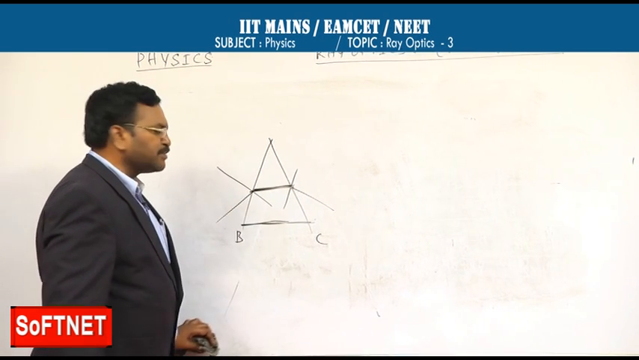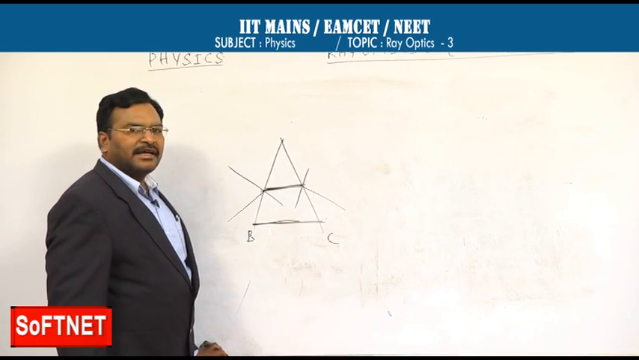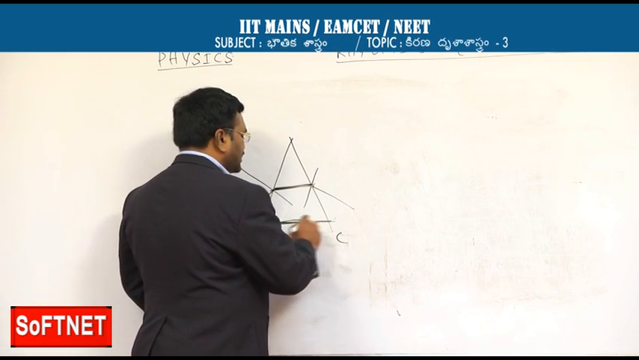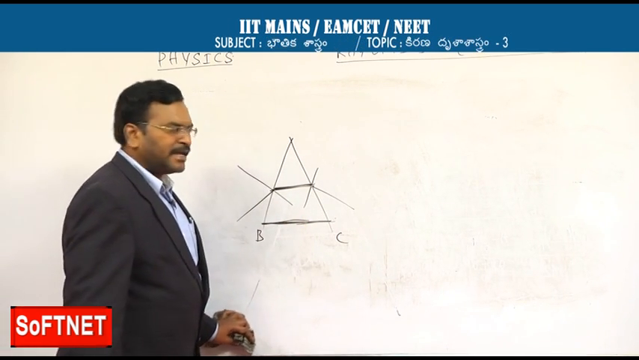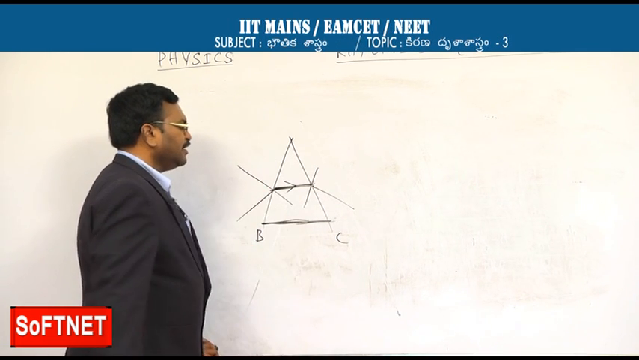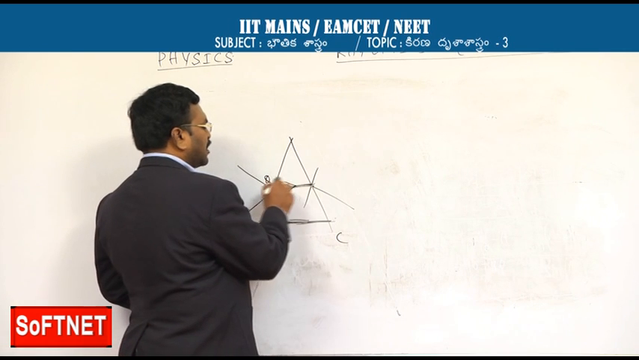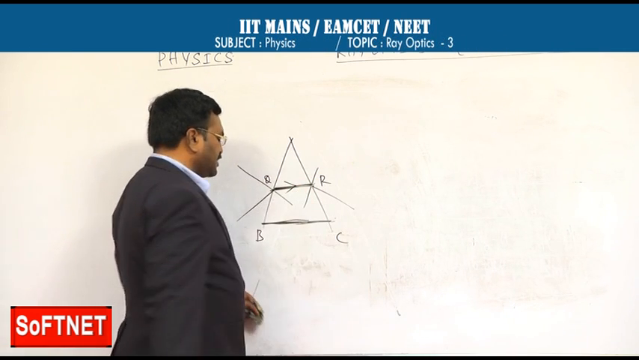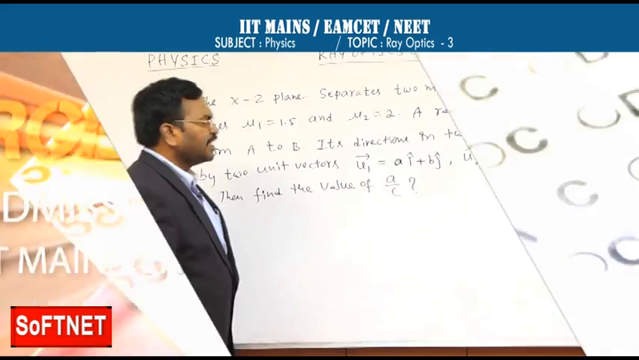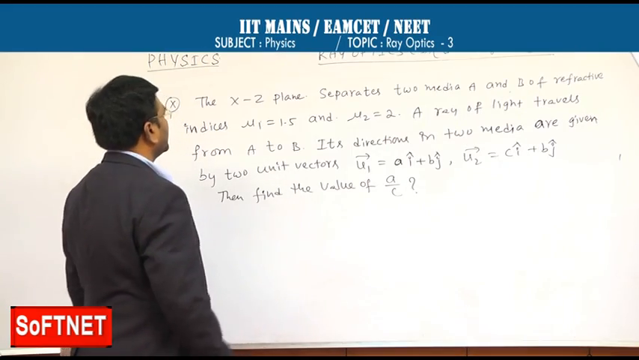At minimum deviation position, the light ray passing through the prism is parallel to the base. You remember that also. Now, suppose QR is parallel to BC. Like that. Here, what do we have as a question?